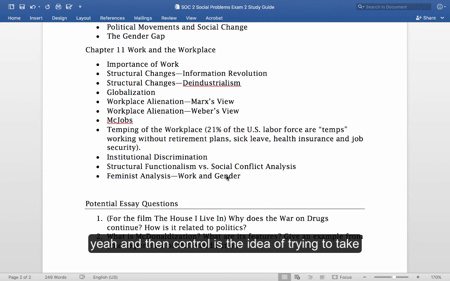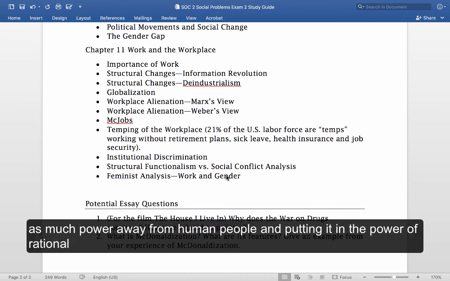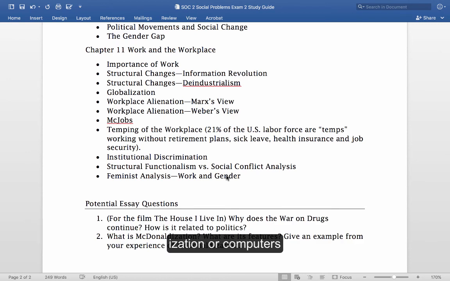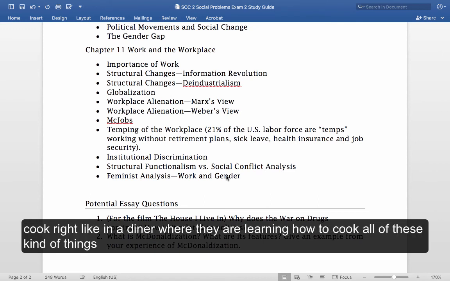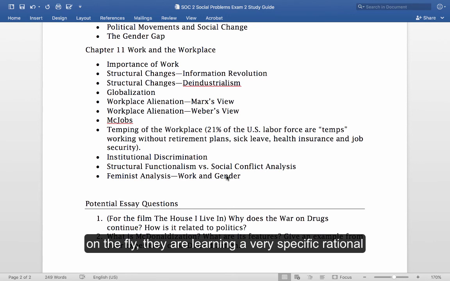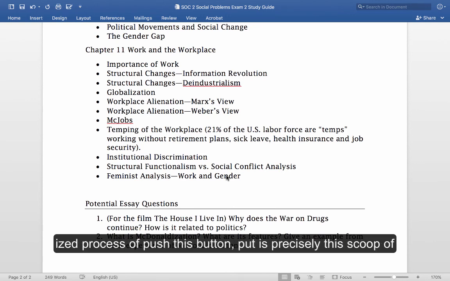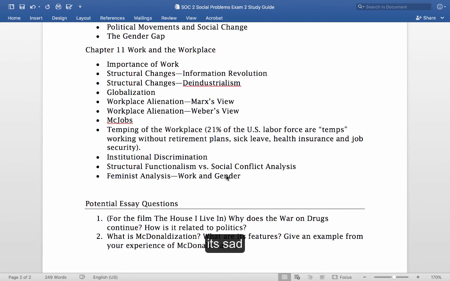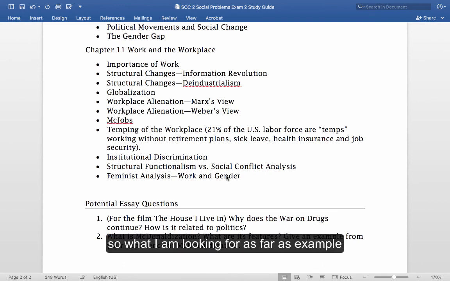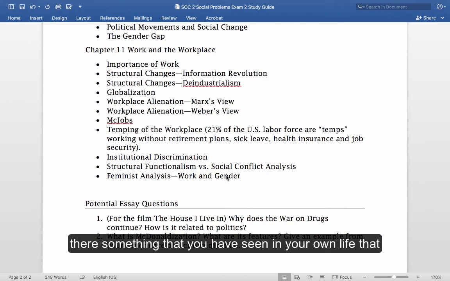And then control is the idea of trying to take as much power away from human people and putting it in the power of rationalization or computers. The control part also is about de-skilling the workforce, meaning that you're not teaching someone how to be a fry cook, right? Like in a diner where they're learning how to cook all these things on the fly. They're learning a very specific rationalized process of push this button, put precisely this scoop of this amount of this into this place, right? It basically takes away as much thought as possible. Anyway, it's sad.